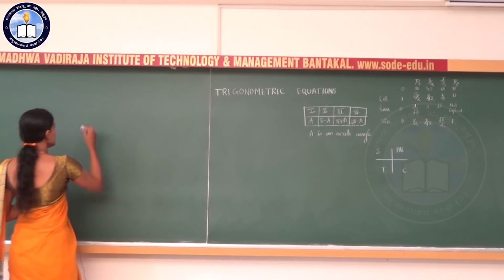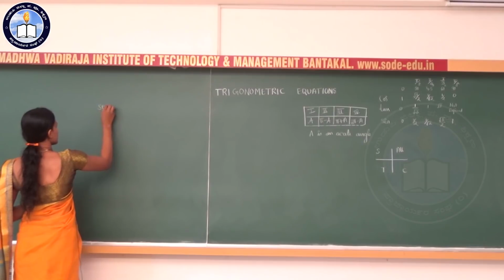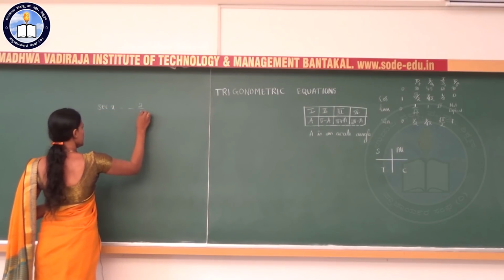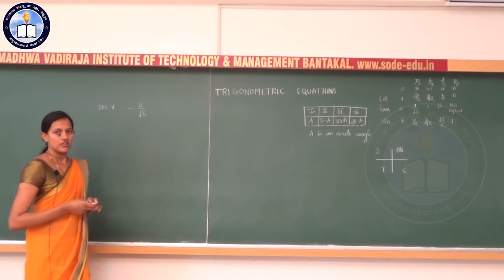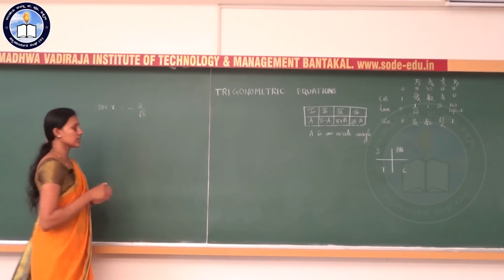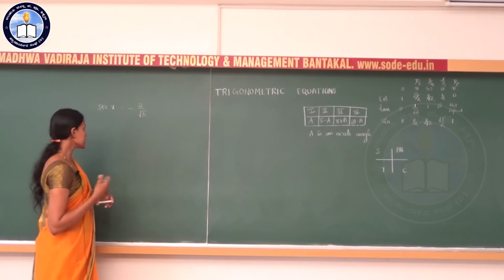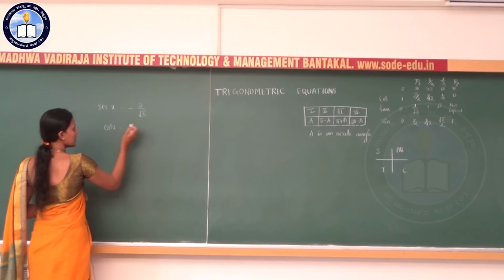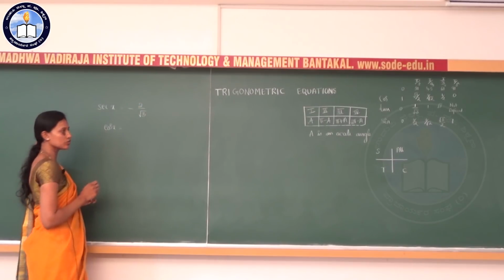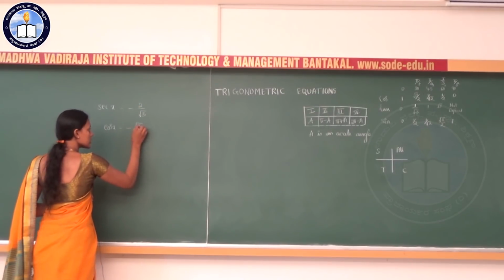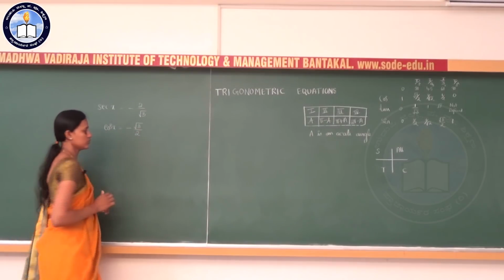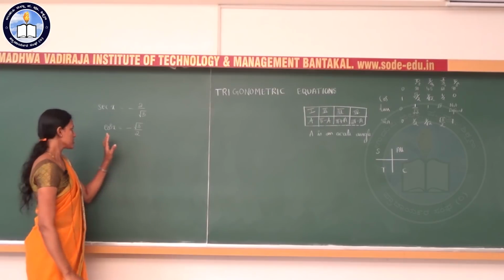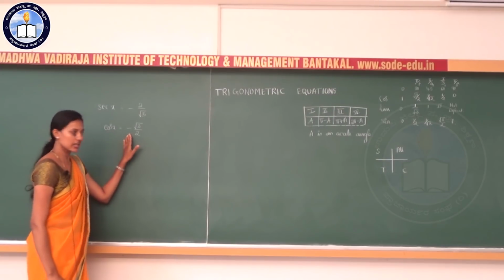Next example, secant x is equal to minus 2 by root 3. First of all, we write secant x as its reciprocal, that is cos function. So, cos x is the reciprocal of minus 2 by root 3, which will be minus root 3 by 2. Cos x is equal to minus root 3 by 2. So, here cos x is negative.